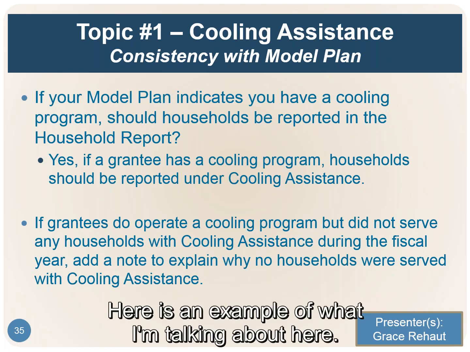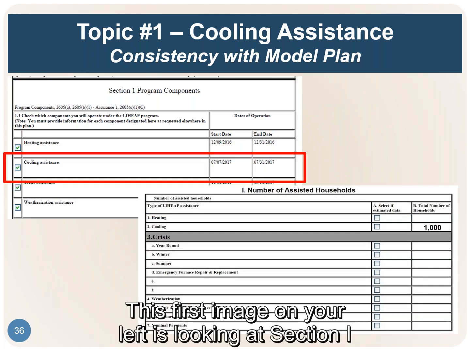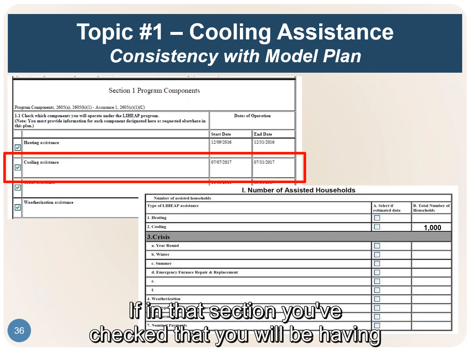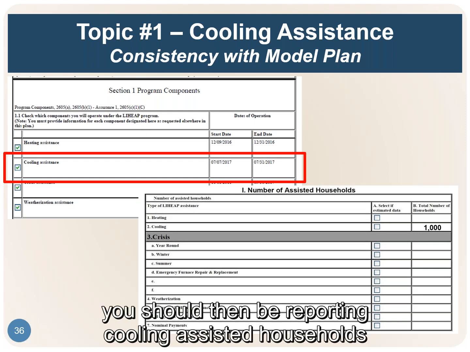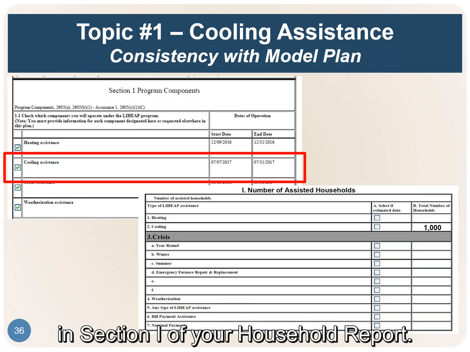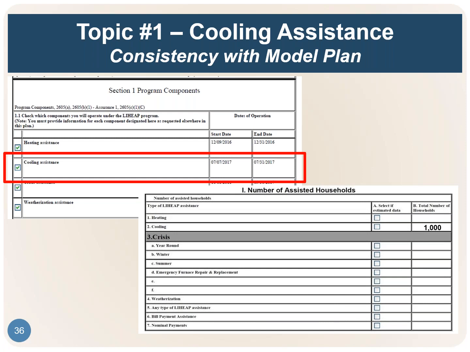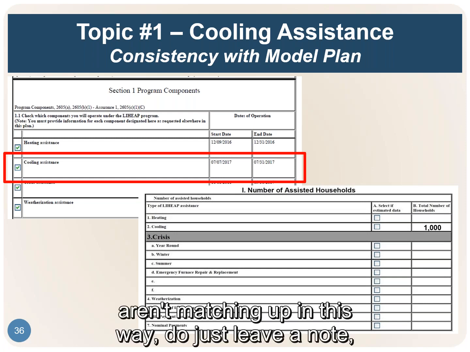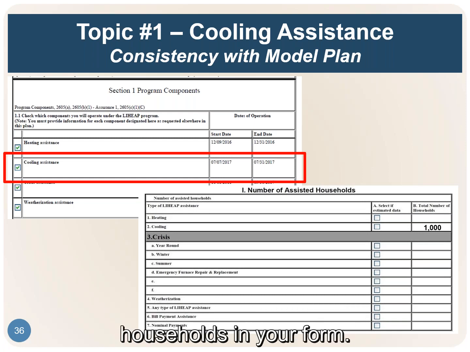So here is an example of what I'm talking about here. This first image on your left is looking at section 1 of the model plan. If in that section you've checked that you will be having cooling assistance in your state in that fiscal year, you should then be reporting cooling assisted households in section 1 of your household report. Again, if there's some reason why your forms aren't matching up in this way, do just leave a note, but otherwise you should be reporting cooling assisted households in your form.